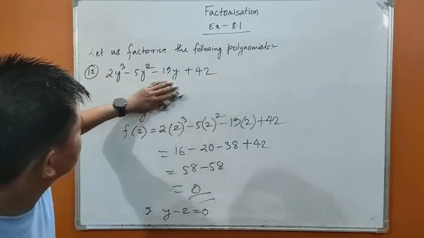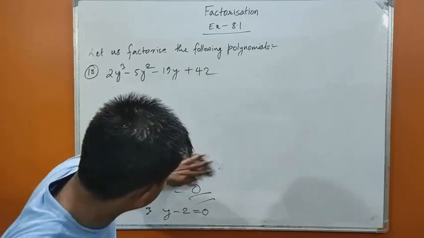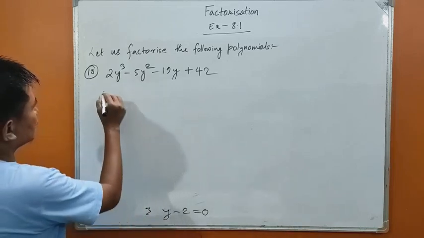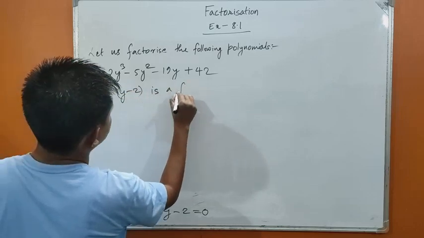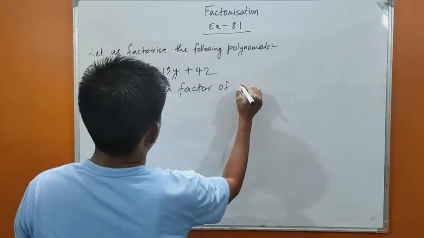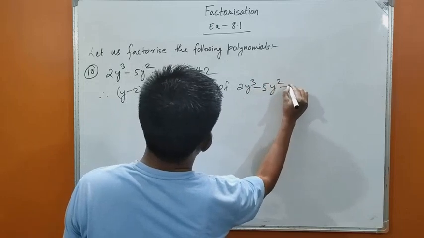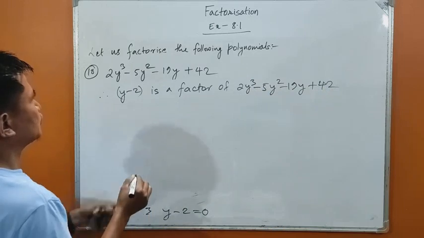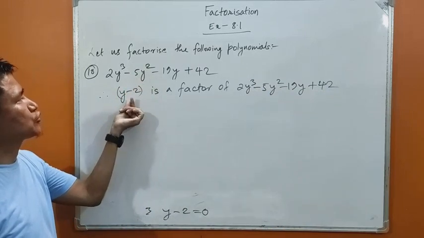Okay, now therefore y minus 2 is a factor of this expression, isn't it? 2y cubed minus 5y squared minus 19y plus 42. So what we do is we need to convert this expression into y minus 2 form, isn't it?